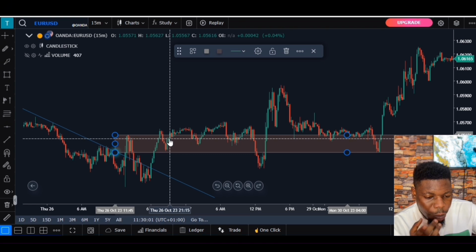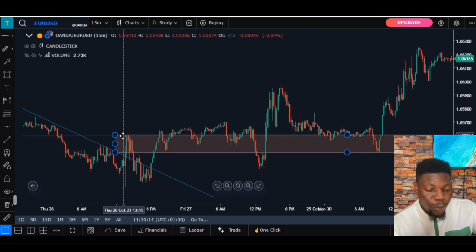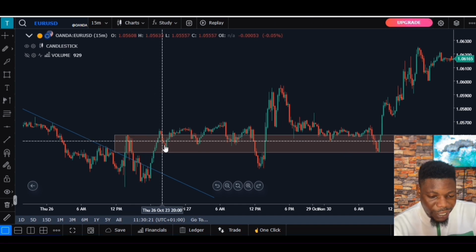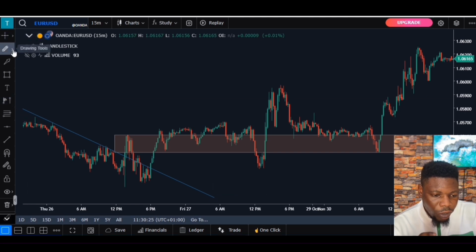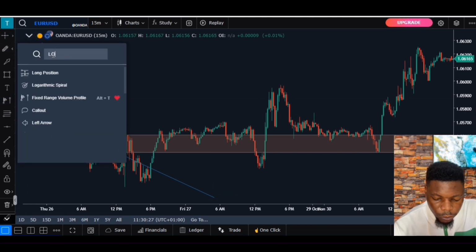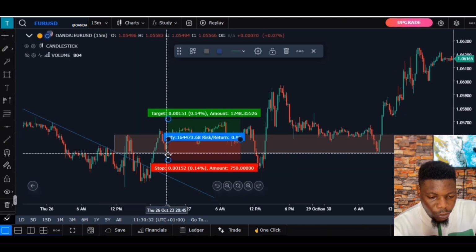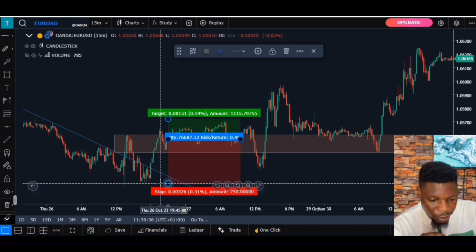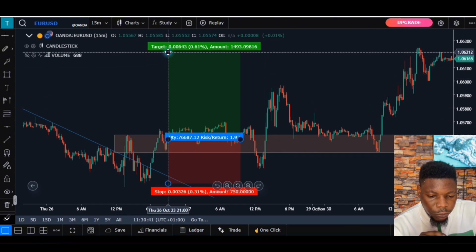You see, the high was broken and retested, and this high here is a supply zone. So you automatically know that it's a supply zone. When it breaks it and comes back to retest it, what do you do? You enter your long. What did I say? Your 1 to 2. So you enter your long here. What will your stop loss be? Stop loss will be here. Then aim for your 1 to 2 risk reward.